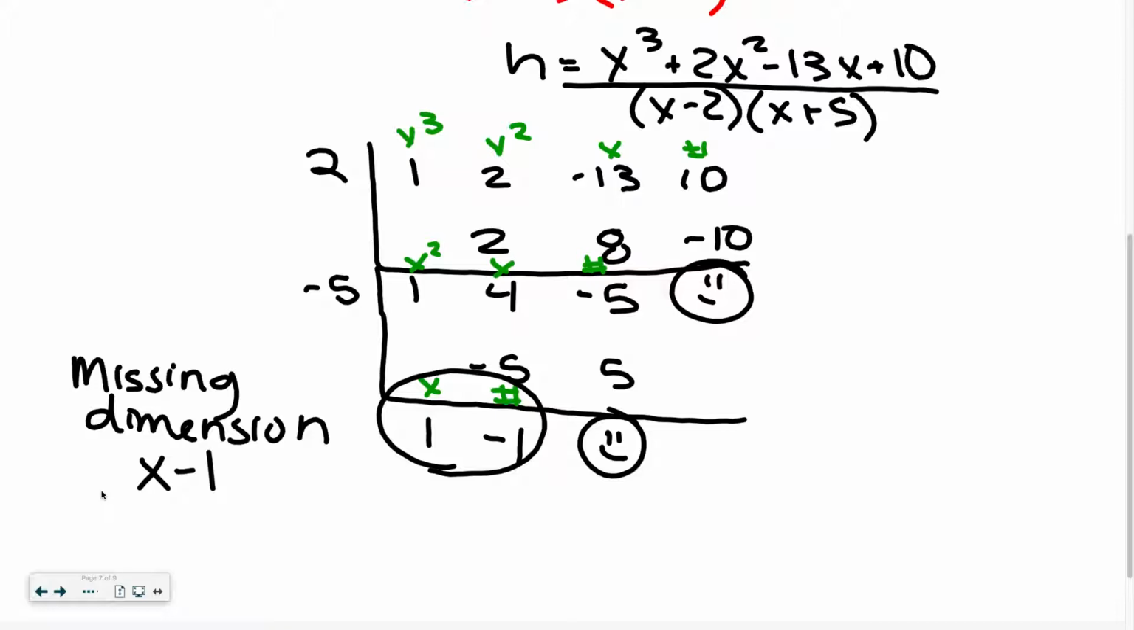It's like if you take 30 divided by 2 divided by 3. Well, 30 divided by 2 is 15. 15 divided by 3 is 5. So then it means 2 times 3 times 5 is actually 30. So this means that x minus 2 times x plus 5 times x minus 1 gives me the x cubed plus 2x squared minus 13x plus 10. So that's the other factor that gives us that polynomial.